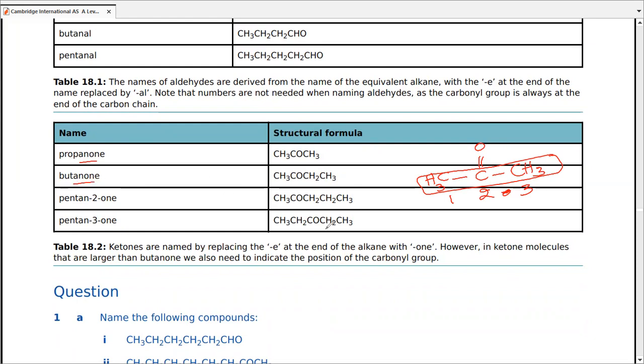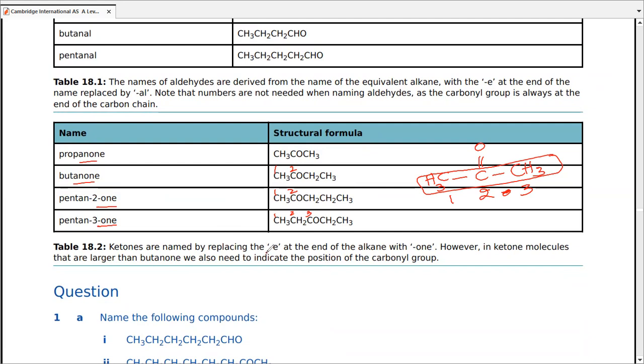Same goes for butanone. If I put it over here, I have to start numbering from this side. So butanone and propanone are always 2-ones. However, starting from pentanone, it can be 2-one or 3-one. Remember, this is 1, 2, and this is 1, 2, 3. In 3, I can start the numbering from either side.